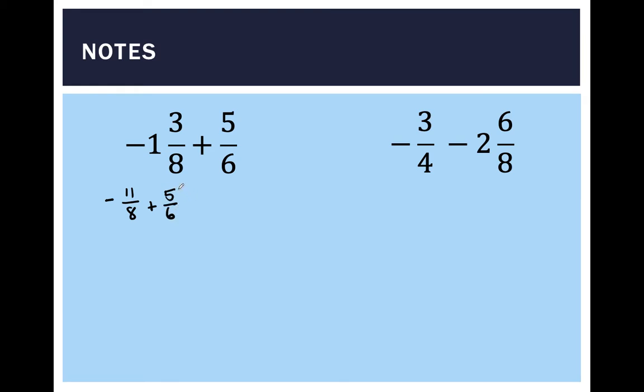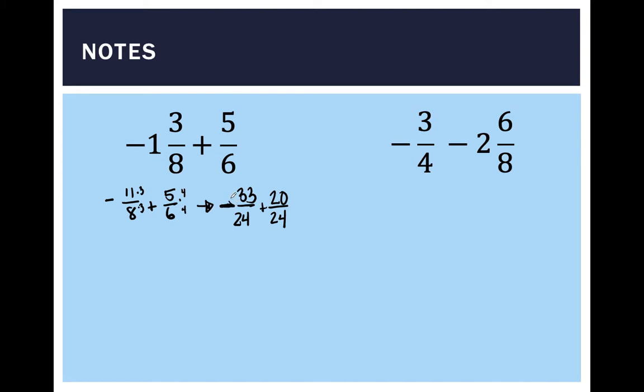Now we need to find a common denominator. The least common multiple between 8 and 6 is 24. So to convert these so that they have a common denominator, I'm going to multiply both the numerators and the denominators so that the fractions have the same value, they just have a different denominator. So times 3 to make 8 into 24, and times 4 to make a 6 into 24. So now I have negative 33 24ths plus 20 24ths.